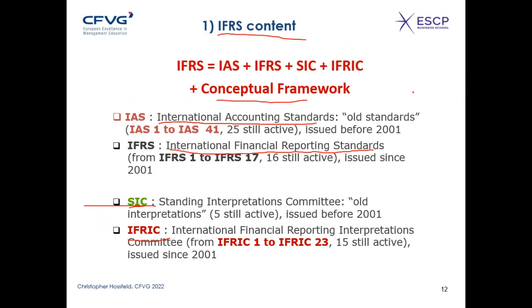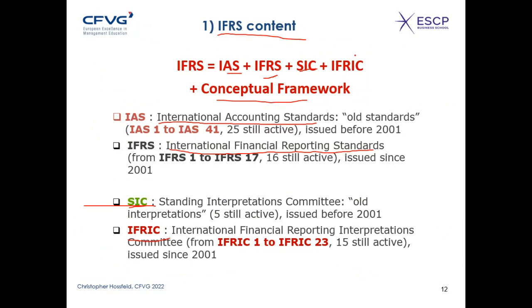All this is IFRS. Since we don't want to list all of this all the time, we just say IFRS, and then we mean any of those. And any of those applies in the same way. So there's no hierarchy. We cannot say that IFRSs are more important than SICs or more important than IAS. Everything needs to be used.